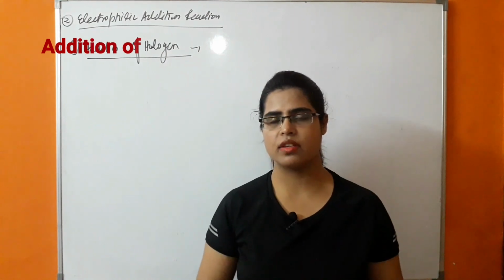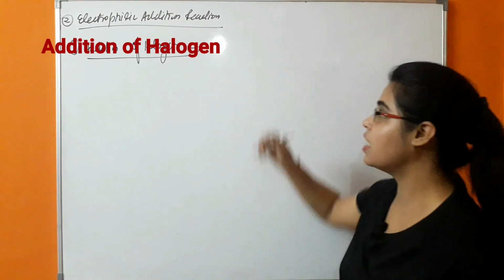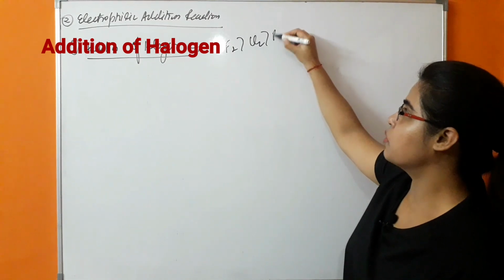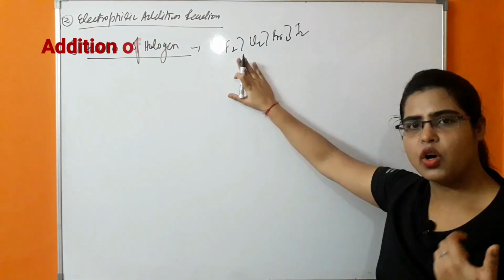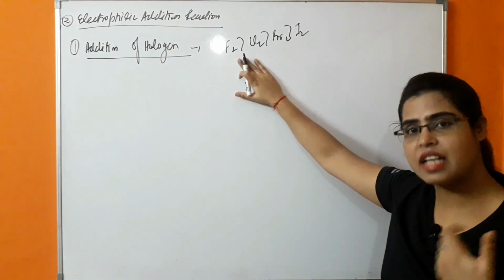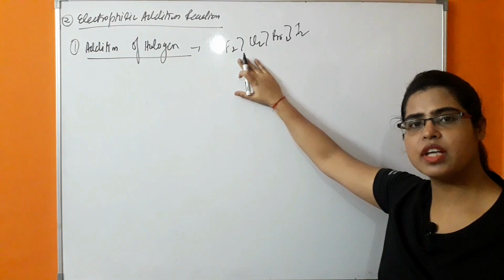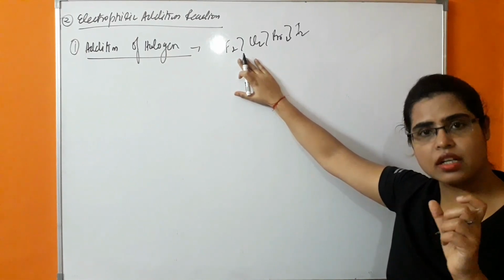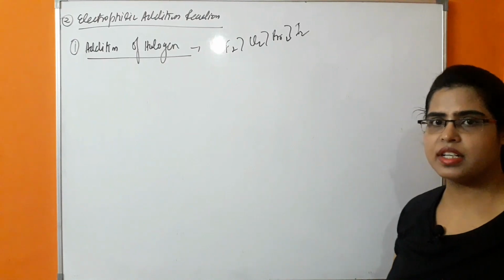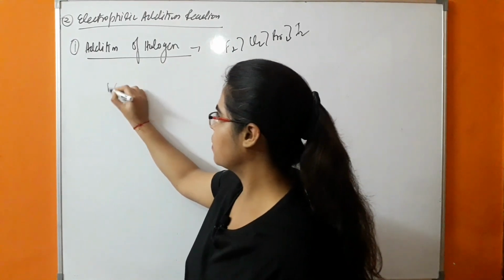We know that the reactivity order of halogen is given as fluorine is most reactive, chlorine, bromine, iodine. On the basis of order of reactivity, in the case of fluorine, the reaction is highly vigorous. Because of that, this reaction is occurring in controlled conditions in the lab. So what will be the reaction which is represented in this case?